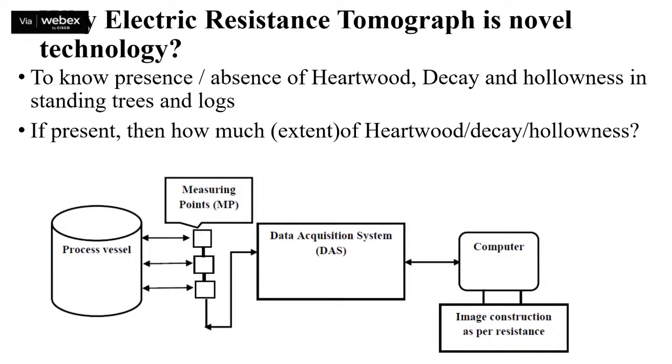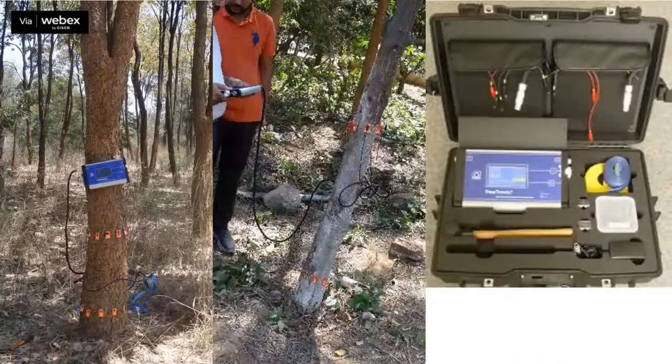It is usually used by putting the sensors all around the tree trunk, capturing, and an image will be developed, and that will be analyzed. This is the instrument which we are seeing here. It is very portable, weighing just 4 kgs, and we can put it all along the tree trunk and estimate the heartwood content.